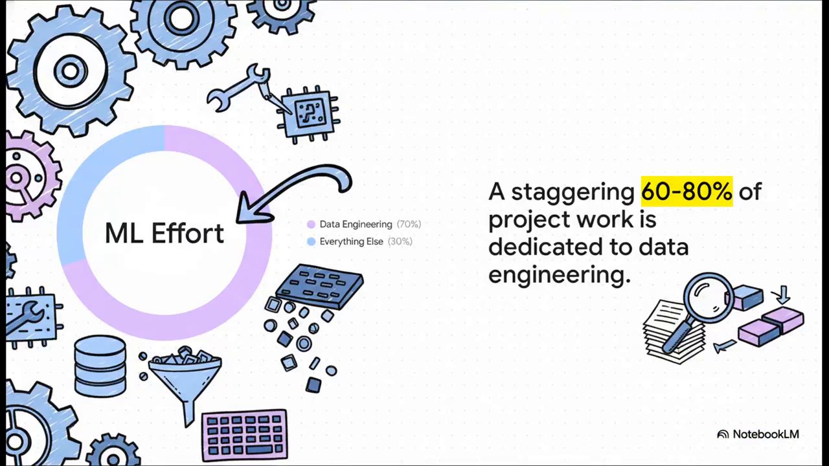This slide right here, it shatters one of the biggest myths about AI. Most people think it's all about fancy algorithms and model tuning. But the reality, a staggering 60 to 80%, yeah, you heard that right, of the entire project's time and resources are spent right here, on data engineering. Getting the data clean, organized, and ready, that is the true heavy lifting of machine learning.